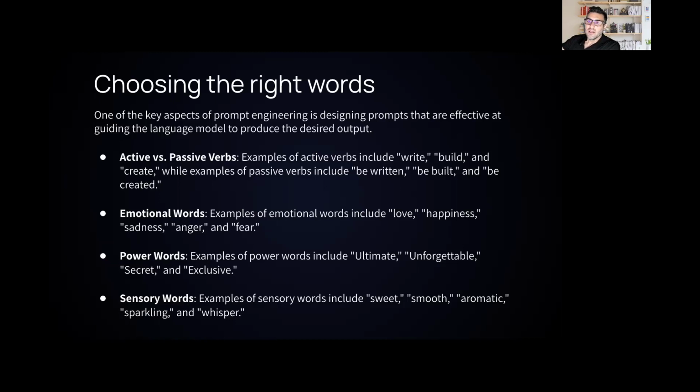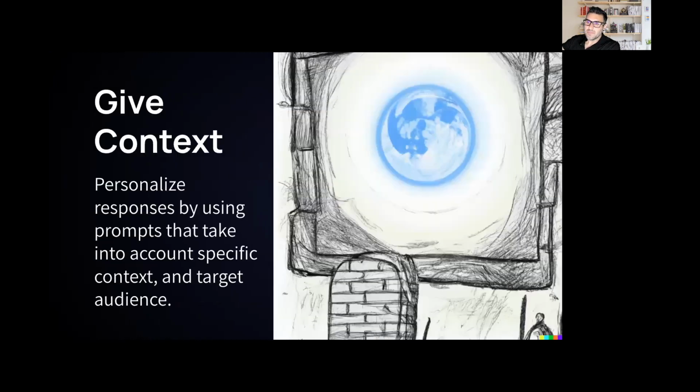And I think learning about ChatGPT prompt engineering is less about the technology and more about the communication. And therefore, you need to learn the differences between active and passive verbs, the emotional words that you need to use, the power words, the sensory words. All of these play a big role when it comes to designing a perfect prompt.